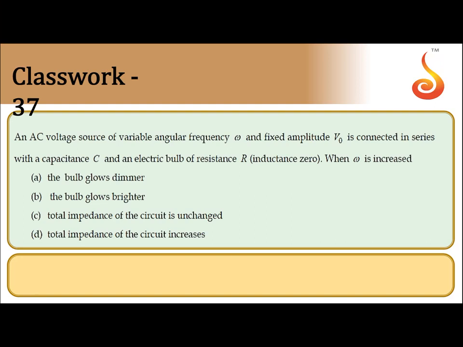See, impedance of the circuit is Z, that is equal to square root of resistance of the bulb R square plus 1 by omega C, this is capacitive reactance square. Now when omega is increased, this factor decreases, so Z decreases. If Z decreases, current in the circuit increases. If current increases, bulb glows brighter. That should be option B.